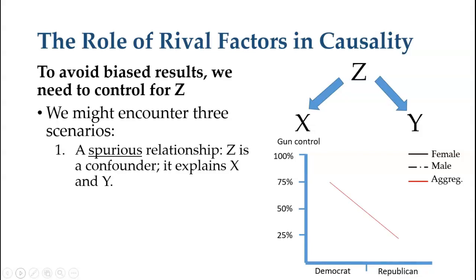The first one is that there is a spurious relationship between X and Y. What happened here is that maybe C is affecting both X and Y. And it's not X that is affecting Y, but it's C that is affecting Y. So C is what we call in statistics a confounder.